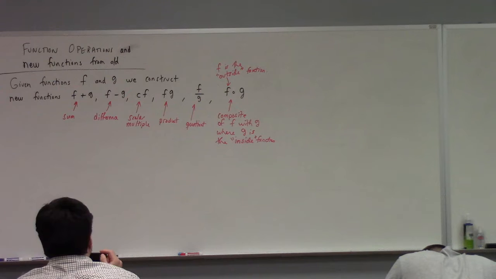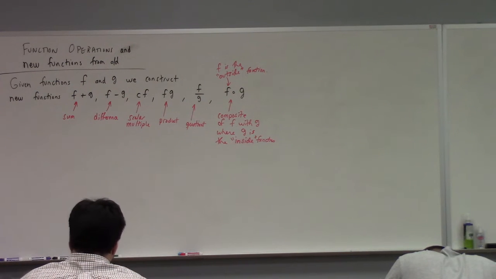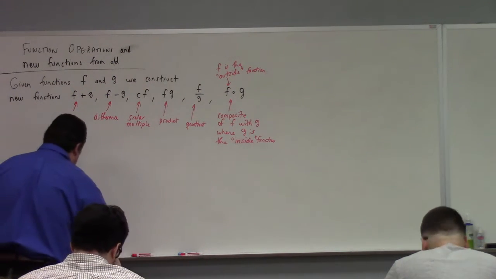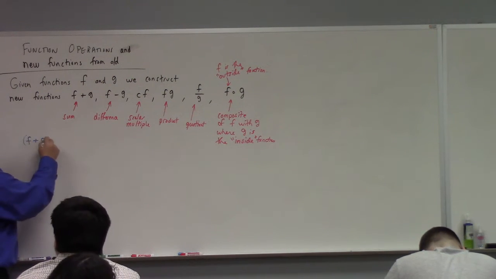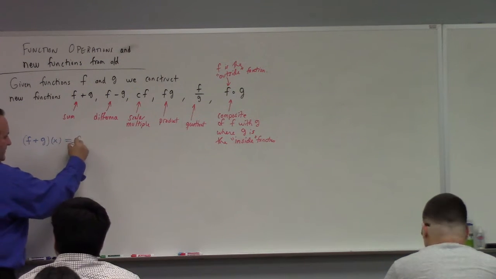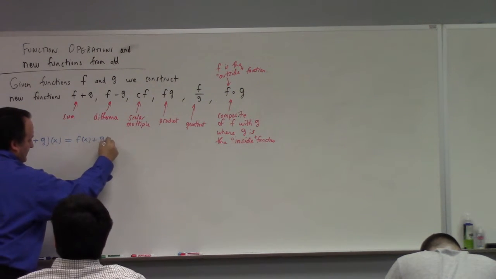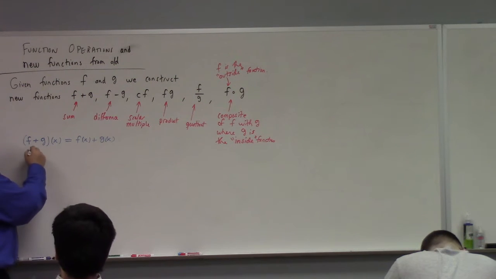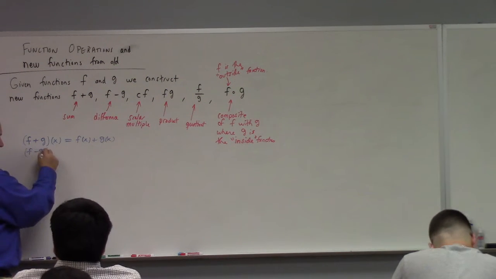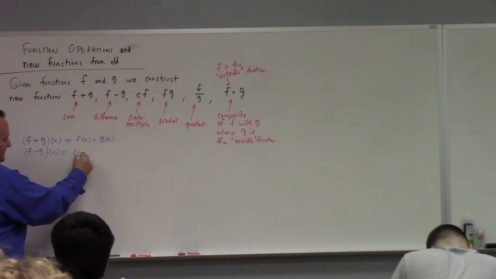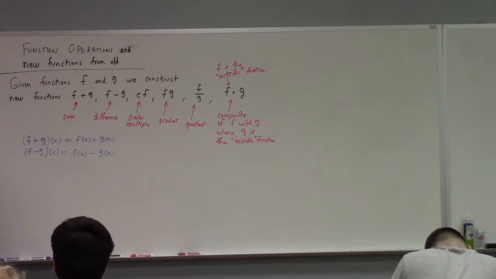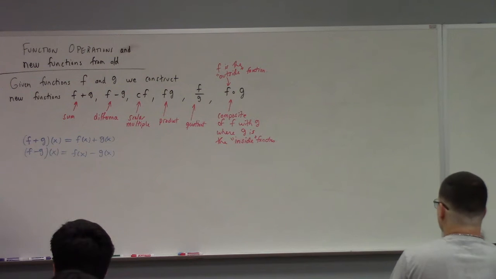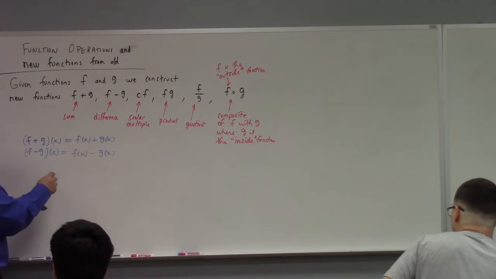How do you actually define these things? Here are their definitions. f plus g of x is defined to be f of x plus g of x. Totally unsurprising. f minus g of x is f of x minus g of x. If I didn't tell you this, you'd already know it. Students don't really need to be taught this; I think students know this already. What else would you mean by f minus g?